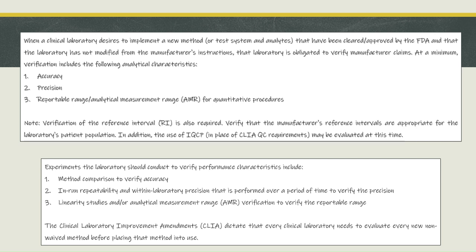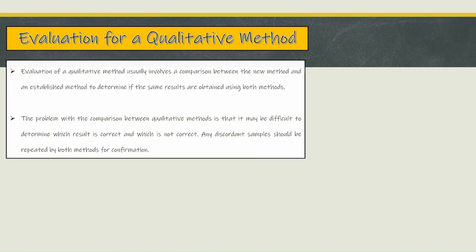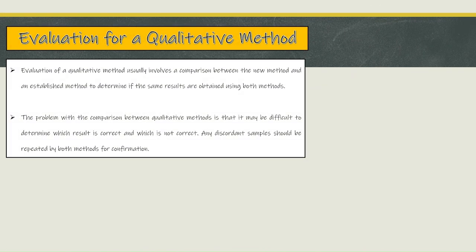The Clinical Laboratory Improvement Amendments, CLIA, dictate that every clinical laboratory needs to evaluate every new non-waived method before placing that method into use. Evaluation for a qualitative method. One evaluation of a qualitative method usually involves a comparison between the new method and an established method to determine if the same results are obtained using both methods.